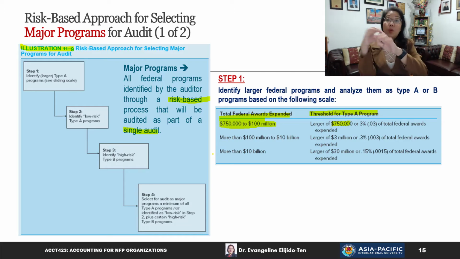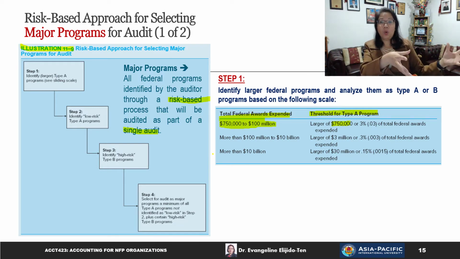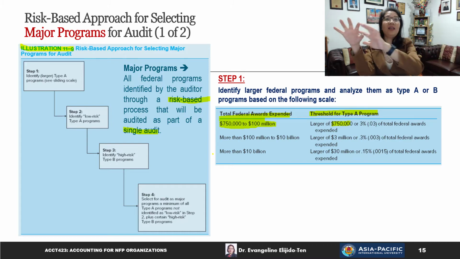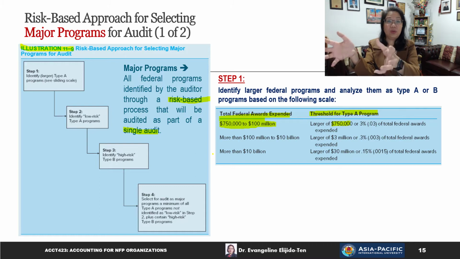But if one program was given $3 million and the total was $100 million, so $3,100,000, is that a Type A or a non-Type A program? Well, it is a Type A program because the full amount of the award is $100 million, 3% of that is $3 million, and this particular program received $3,100,000, which is bigger than 3% of the total award expended.